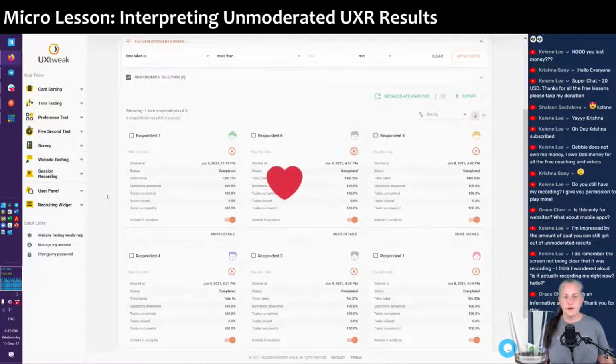So again, even though I'll move on to card sorts, if you think of a question or you come in late and you have a question about unmoderated usability testing, please let me know.